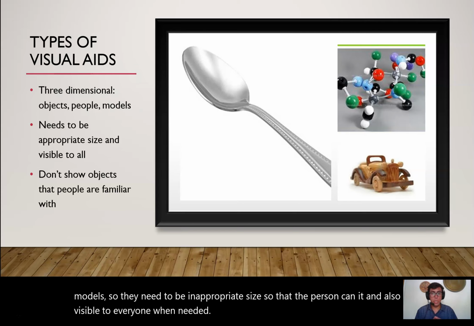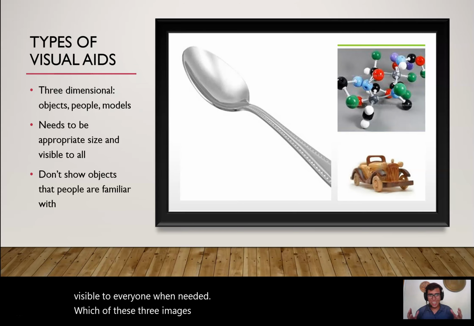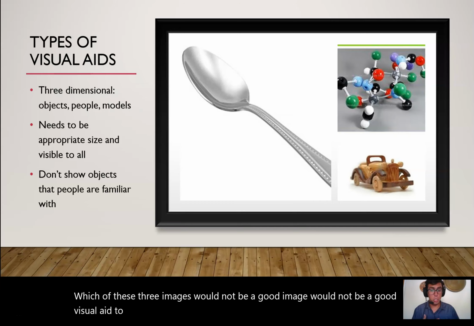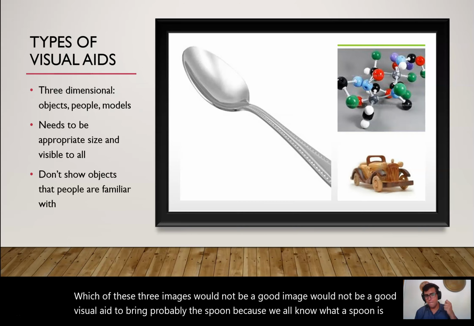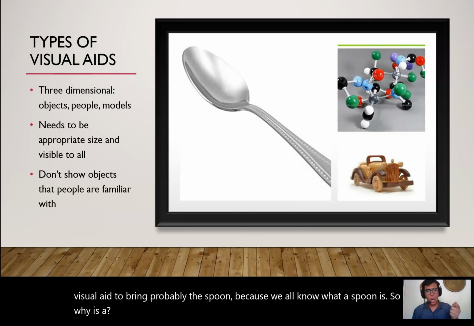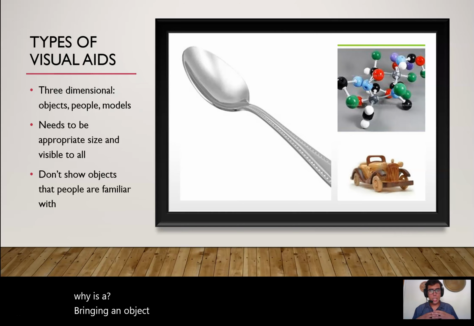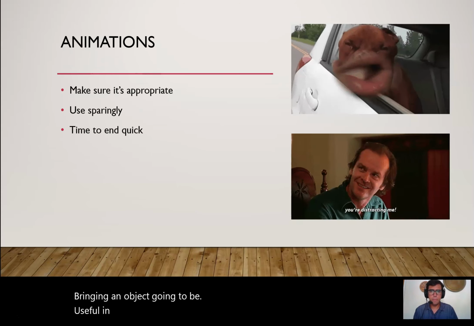Which of these three images would not be a good visual aid to bring? Probably the spoon, because we all know what a spoon is. So why is bringing an object going to be useful in this situation?